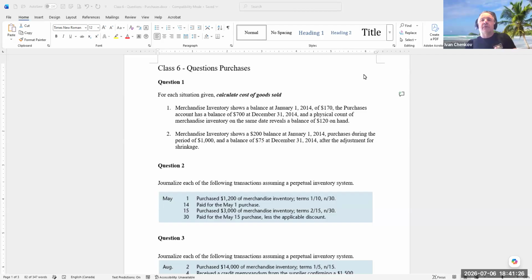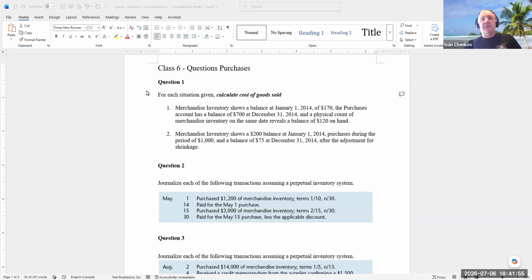Today we're going to go over some questions from chapter 5 and chapter 6 so you can get some more understanding. And just to remind you about the purchases and the sales, and then we're going to do some closing entries for the periodic system. And then we're going to do some calculation for the ending balance and cost of goods sold under periodic and perpetual for first in, first out calculation, weighted average calculation.